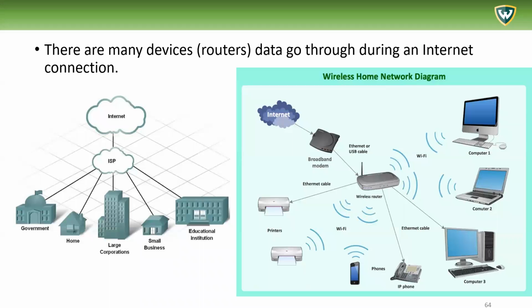There are many devices, including routers, that data goes through during an internet connection, and this affects the speed of your network. So if your computer is very fast, but your wireless router is old and not fast, then your speed is not going to be that fast. If your computer is fast and your wireless router is fast, but your ISP plan is slow, then you're not going to be very fast, and so on. So it is important to consider the various devices and connections that are being made.